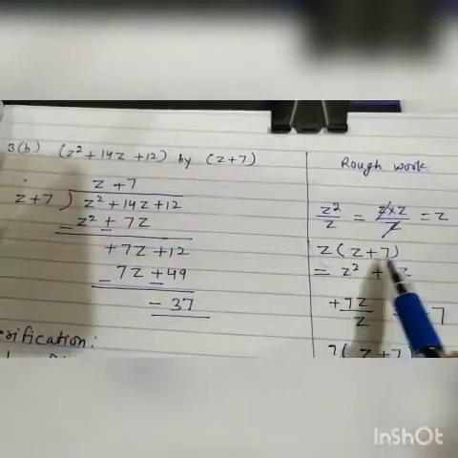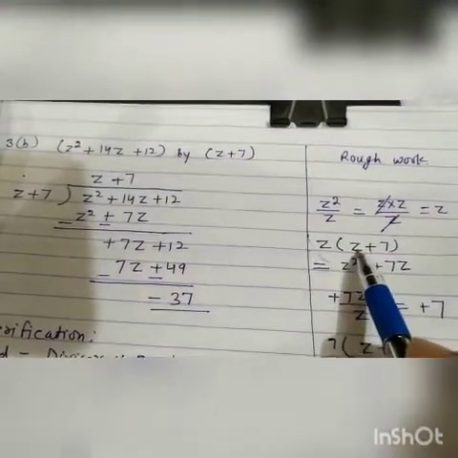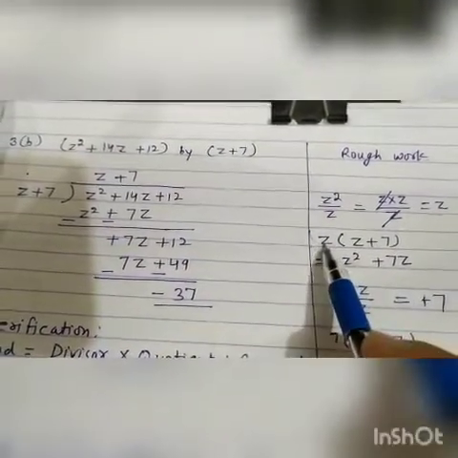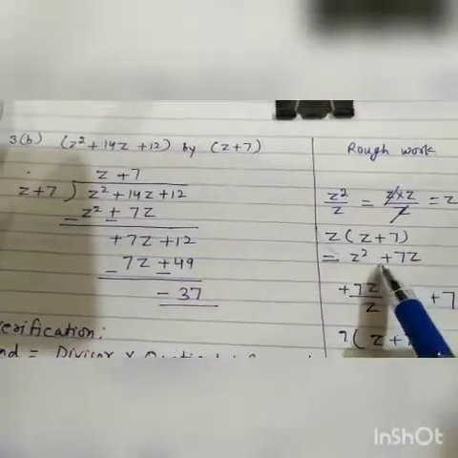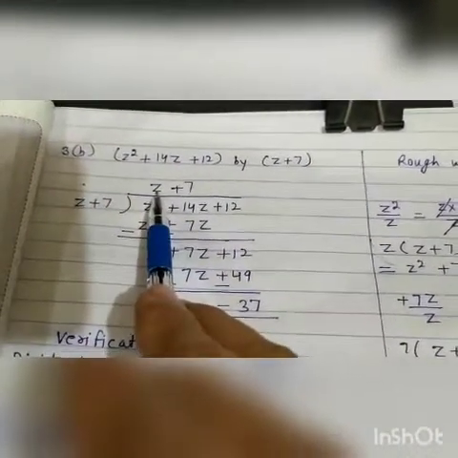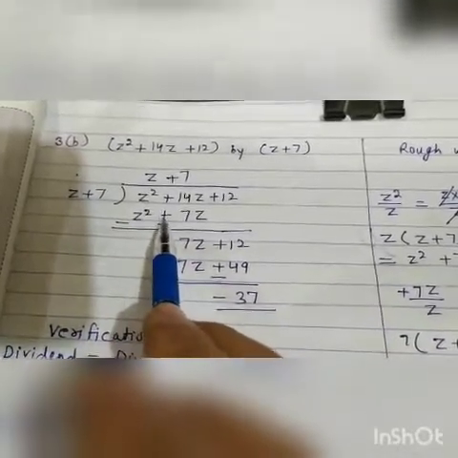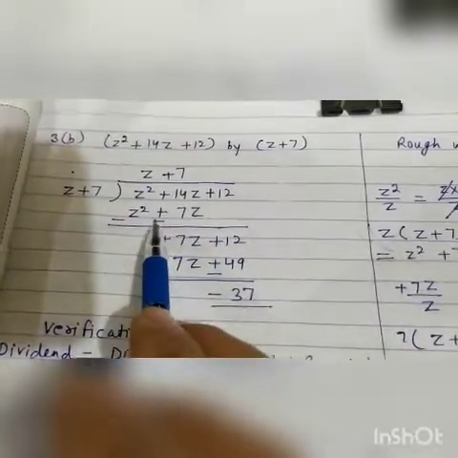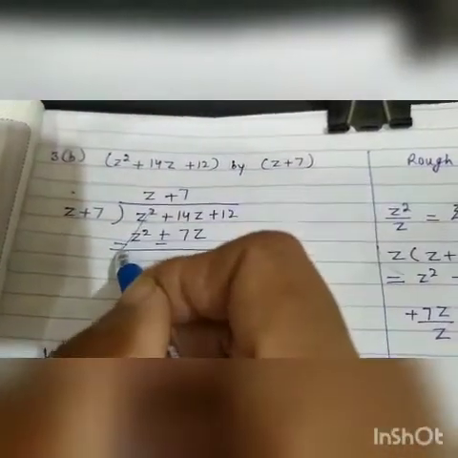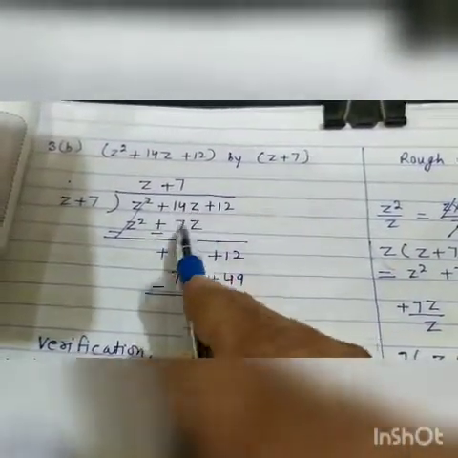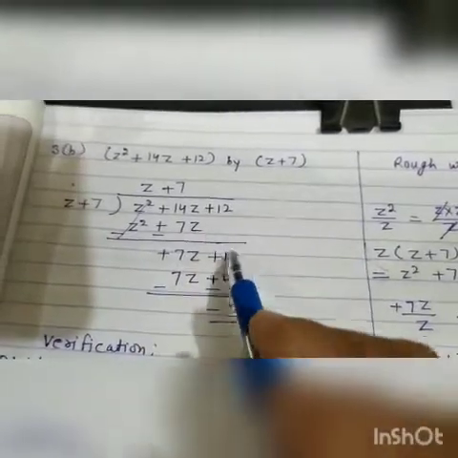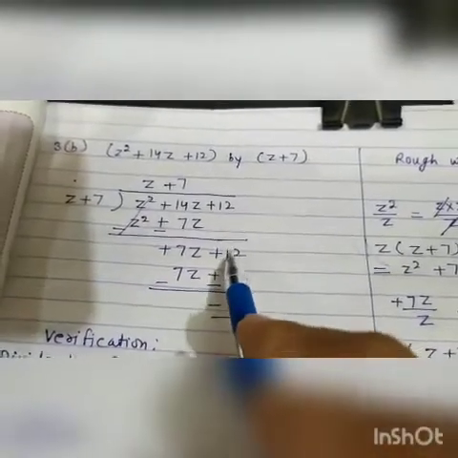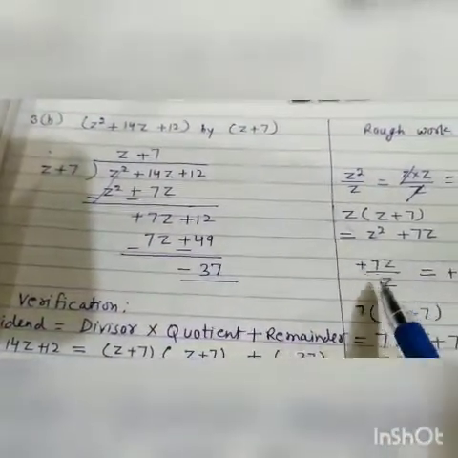Z multiply by z plus 7. Z multiply z, z square, plus z multiply 7, 7z. So this is the quotient and this is product. Write here quotient z and write here product z square plus 7z. Minus minus, it will cancel. Simplify: plus 14z minus 7z, we get plus 7z, then plus 12. Write it here. Again repeat the process.